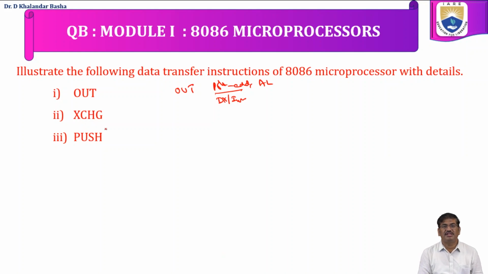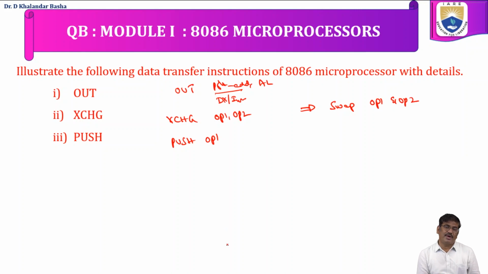The next instruction is exchange. This exchange instruction is XCHG operand 1 comma operand 2. This instruction is for swapping the data between operand 1 and operand 2. The next instruction is PUSH. The syntax of the instruction is PUSH operand 1, where the contents of operand 1 will be placed onto the top of the stack.